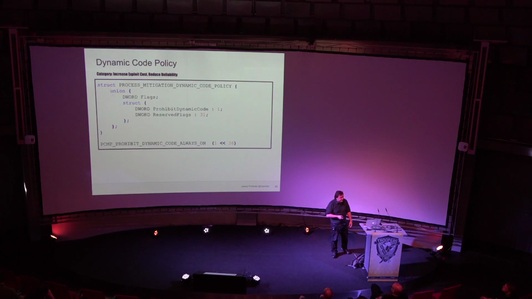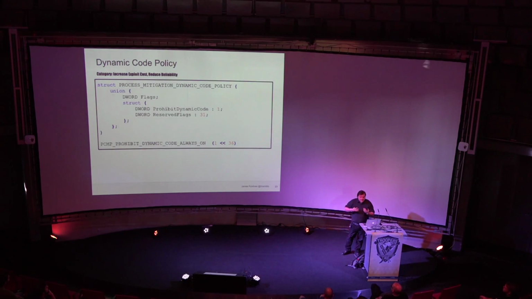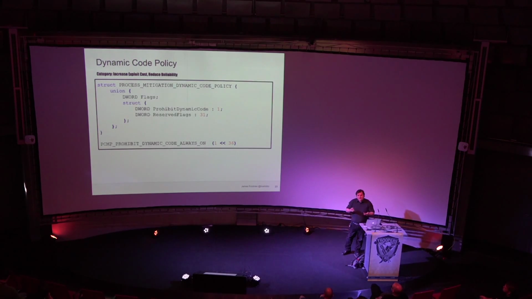Now it's time to actually go through those 5 policies, how they are implemented, how you would actually set them. And the first one is dynamic code policy. And effectively, this essentially just stops a process from creating new executable memory or changing existing executable memory so that you could try and mitigate against an attacker's shellcode.